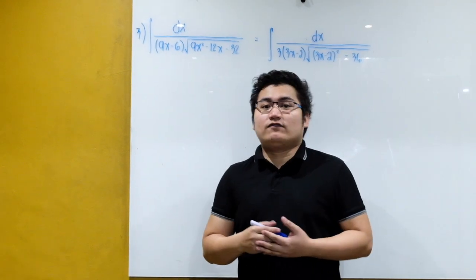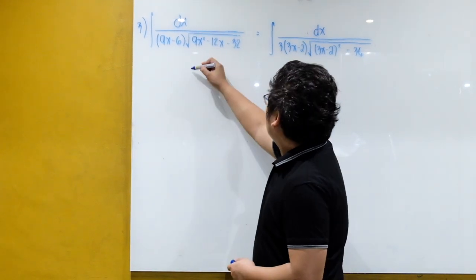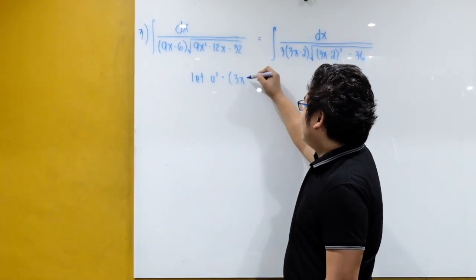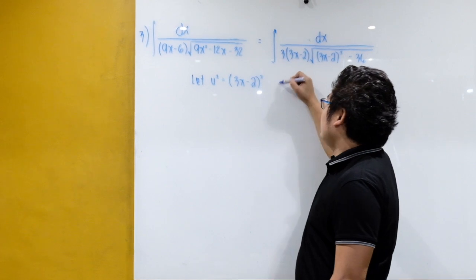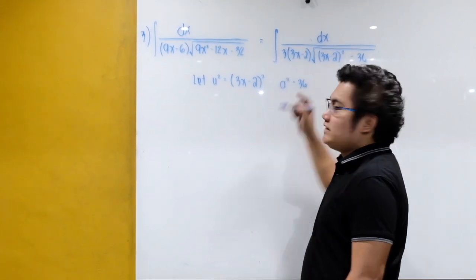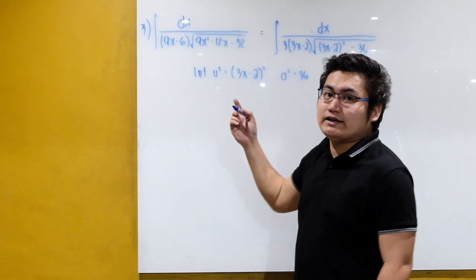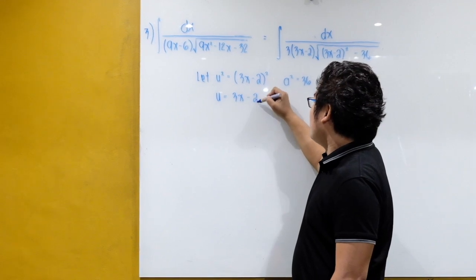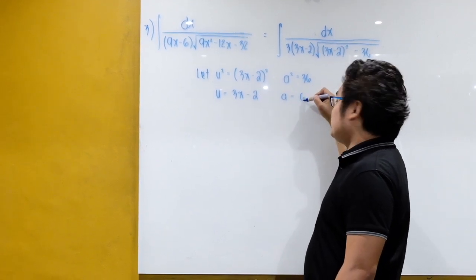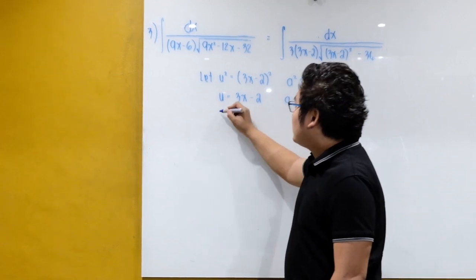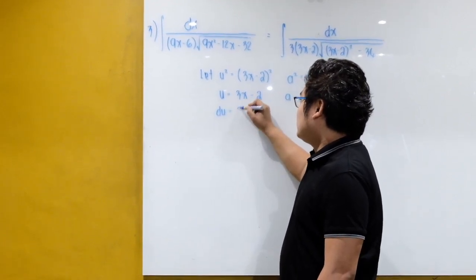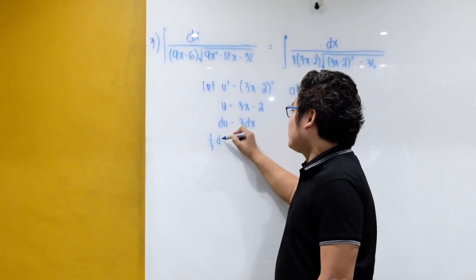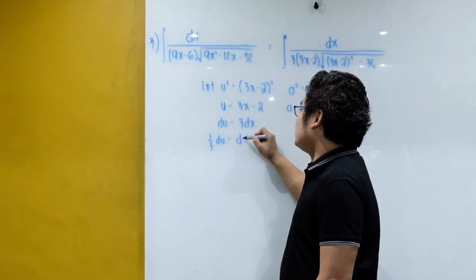We will now solve for the values of u and a. So we let u squared equal to quantity 3x minus 2 quantity squared, and a squared is equal to 36. So taking the square root of both sides, we will have u is equal to 3x minus 2 and a is equal to 6. Taking the derivative of u, du is equal to 3 dx. Dividing both sides by 3, 1/3 du is equal to dx.